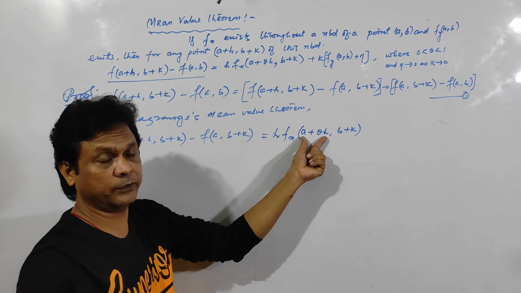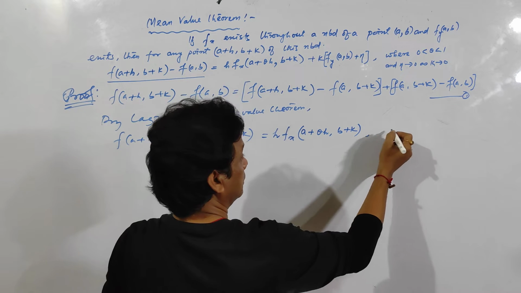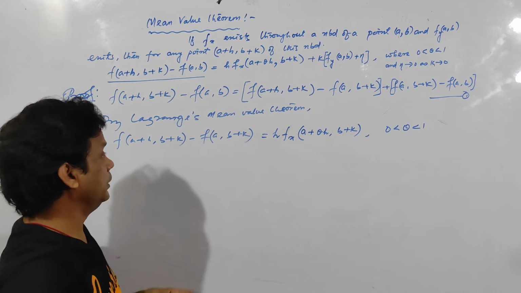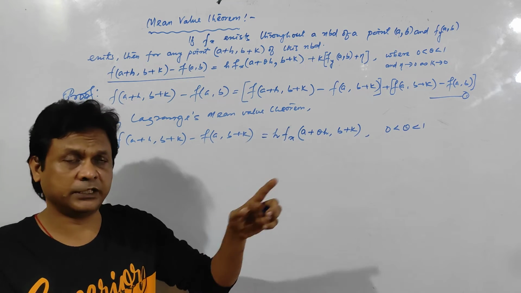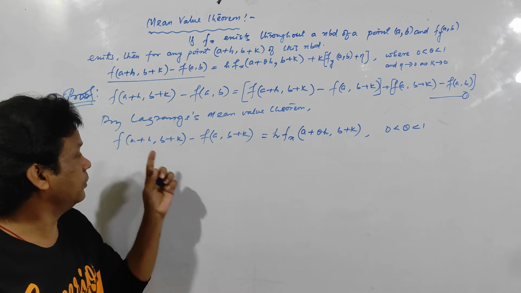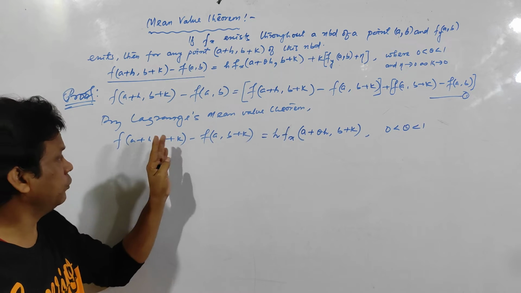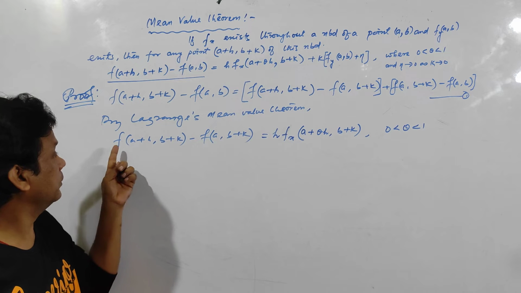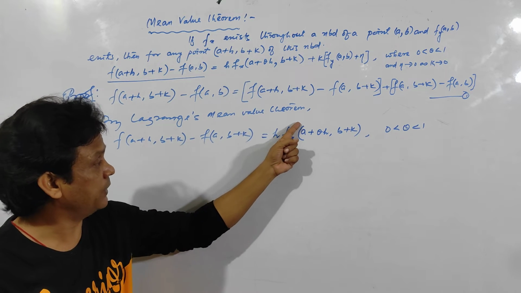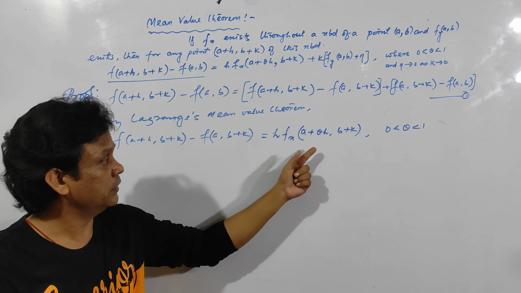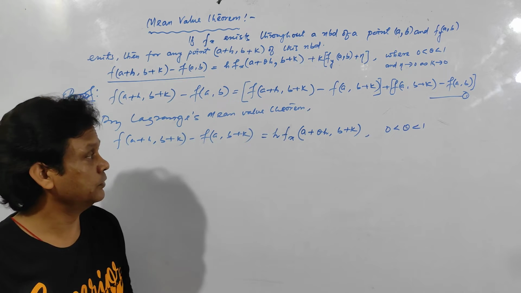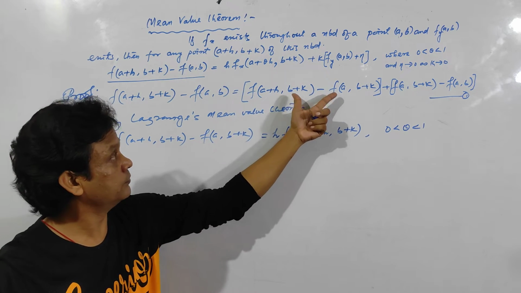I have told you why I am writing a plus theta h. What is theta? Theta is less than 1 and greater than 0. If the y coordinate from the left-hand side to the right-hand side remains the same, there is no change in the y coordinate. So keep it as it is and change only the x value. That means, if I omit this one, then we can say f of a plus h minus f of a is equal to h into f dash, that is the derivative with respect to x of a plus theta h. Theta lies between 0 and 1. Okay, this part is over.